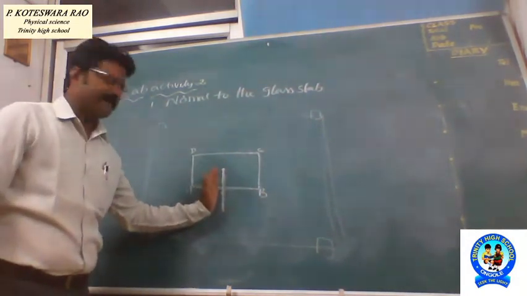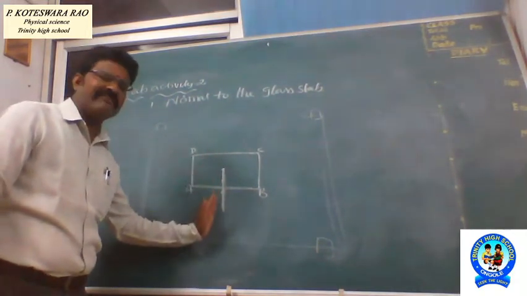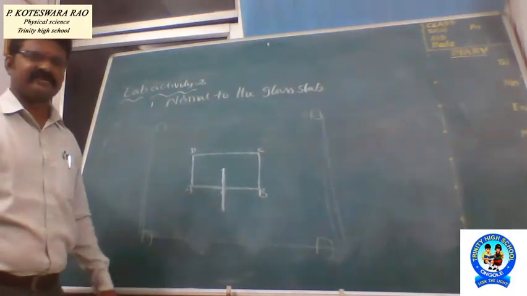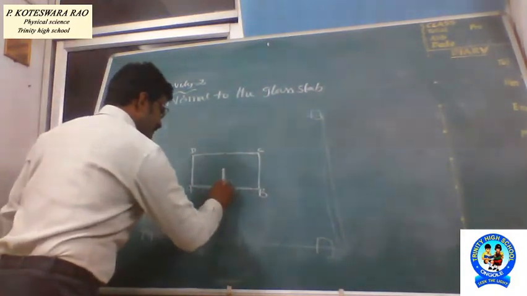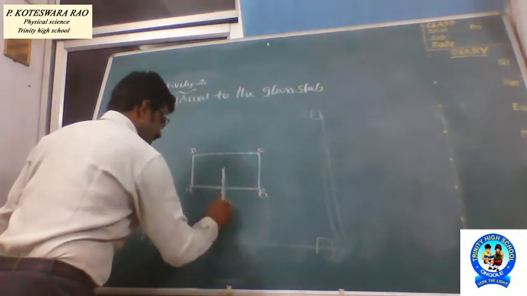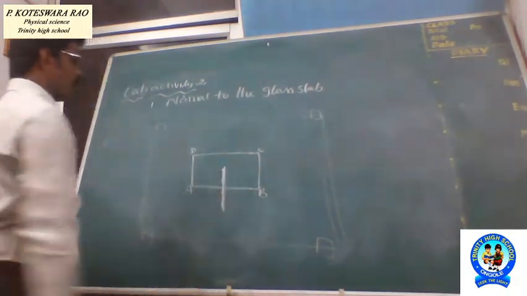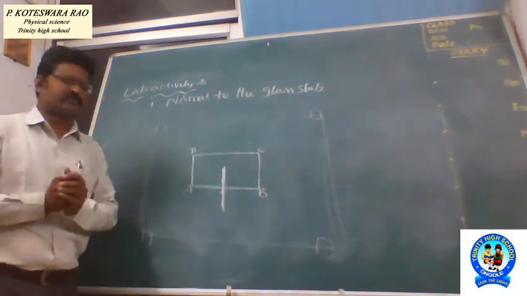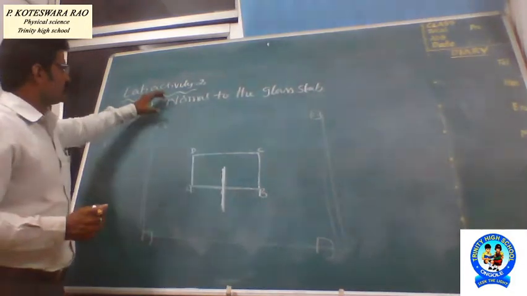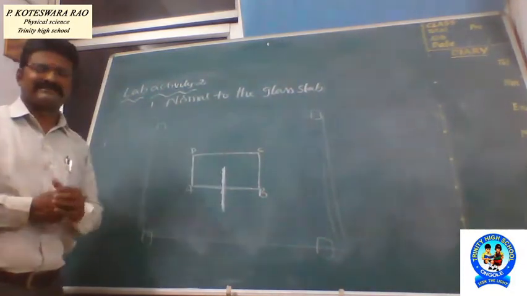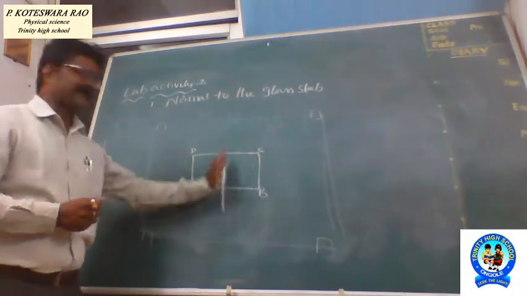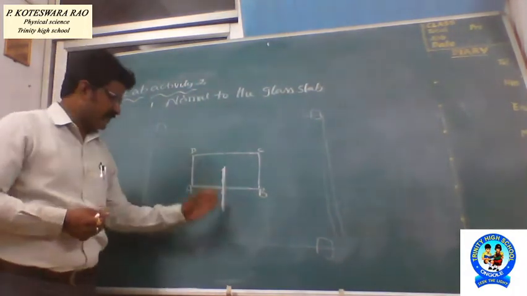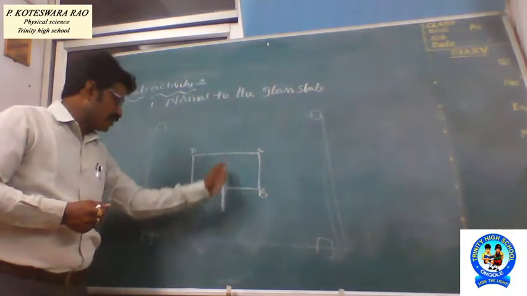Here the light ray which travelled normal to the glass slab is undeviated, because it does not bend. It can travel straight. So from this you can clearly understand that when a light ray travels normal to the glass slab, it is undeviated.